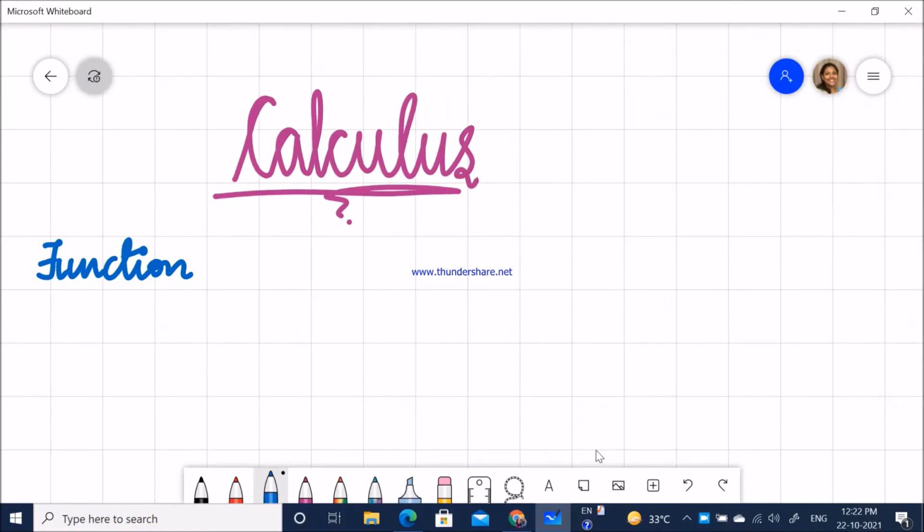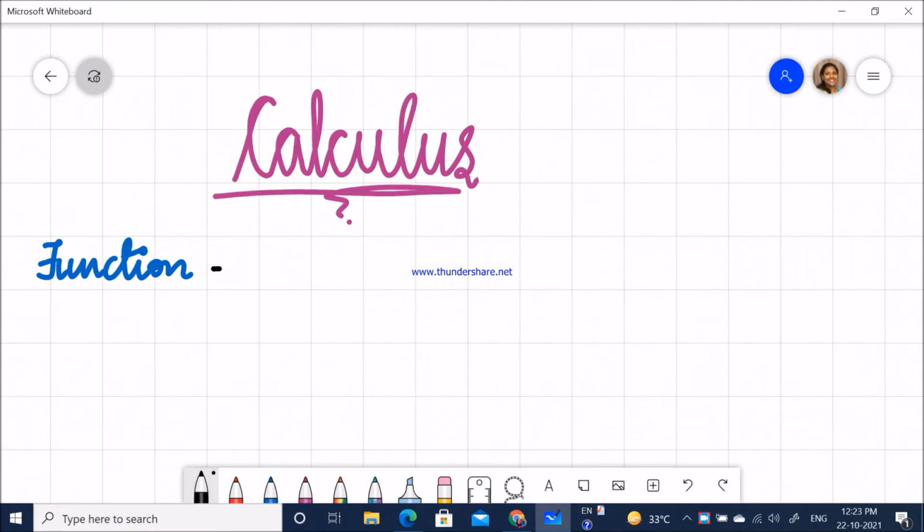In this lecture, we will be dealing with Module 3, that is Basic Algebra. Here we will be dealing with Calculus. So, in Calculus, we will be focusing on functions.